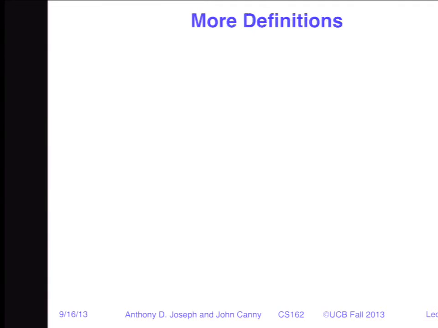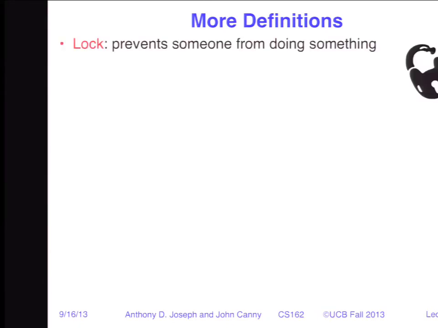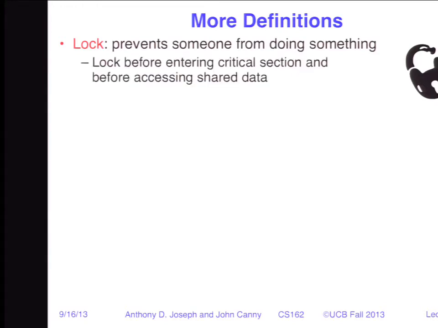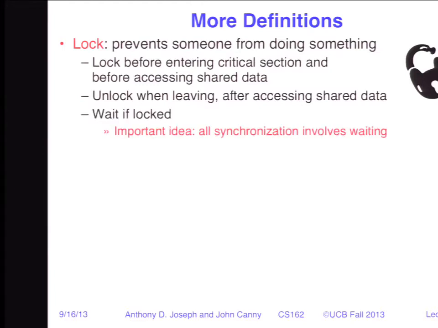Some more definitions. A lock is something that prevents someone from doing something. So one model would be you lock before you enter the critical section and before you access the shared data, and then after you're done accessing the shared data, you unlock. The last part we need is that if you encounter a lock, you wait. This is one of the core ideas of synchronization. All synchronization is going to involve some form of waiting. If someone else is in the critical section, you have to wait.